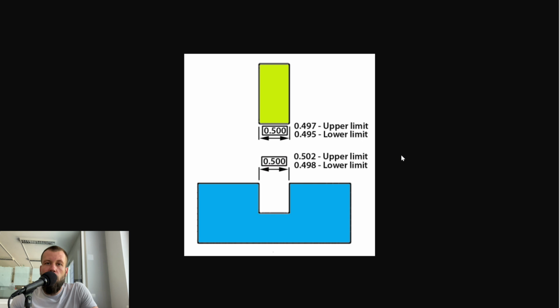Tolerance is the total allowable variance in a dimension, the difference between the upper and lower limits. The tolerance of the slot in the example is 0.004, because 0.502 minus 0.498 is 0.004, and the tolerance of the mating part is 0.002, because 0.497 minus 0.495 is 0.002.